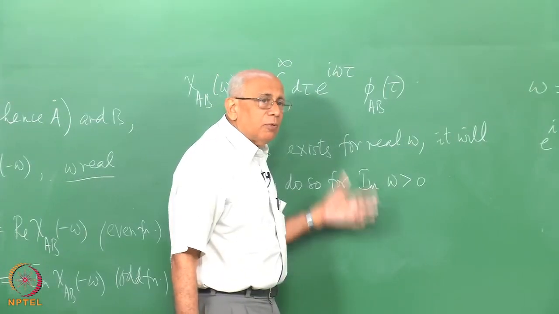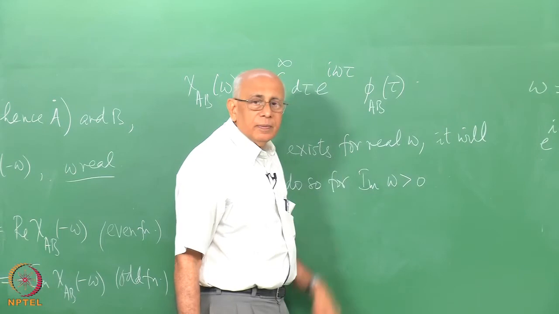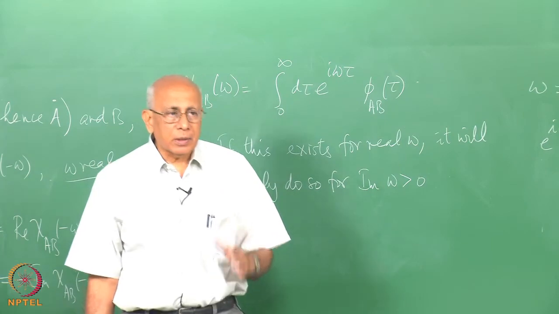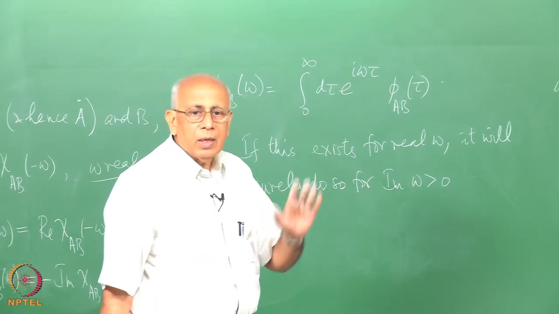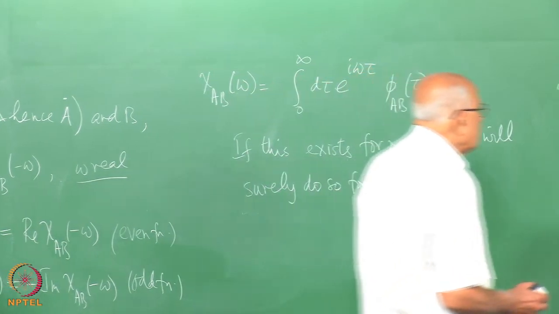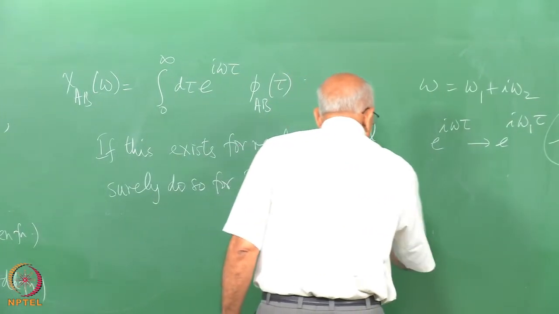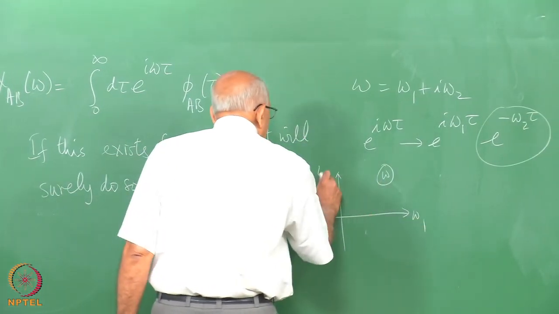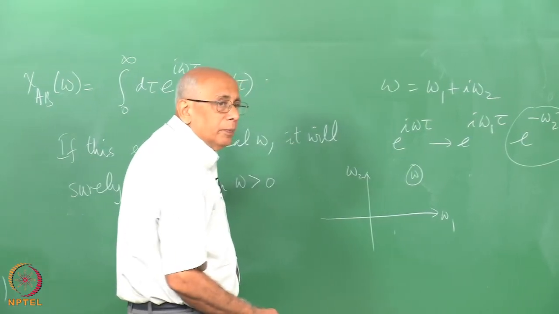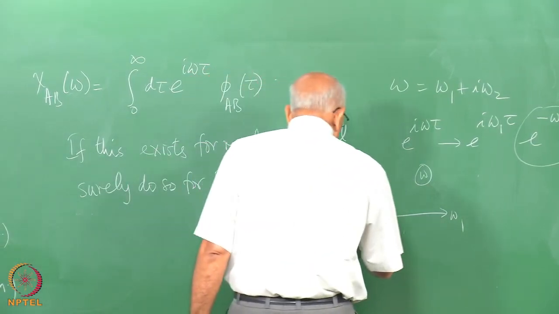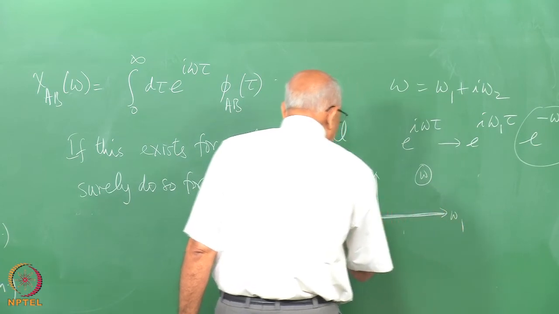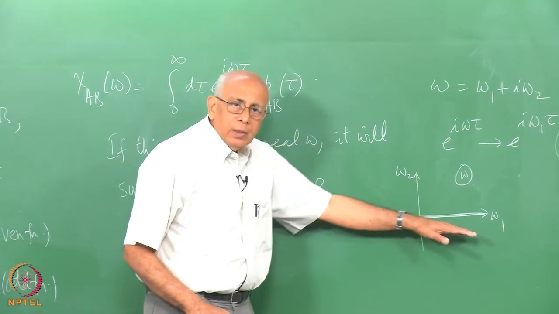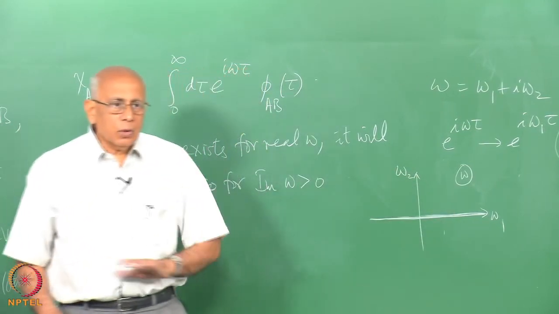So this means that the formula as it stands makes sense even for complex omega, as long as the imaginary part of omega is positive. In other words, as long as you move into the upper half plane. So what we have is a situation where in the complex omega plane, this is omega 1 and that is omega 2, the imaginary part. You have assumed this formula all along the real axis, and you have said by assumption that this formula defines for you a function of omega through this convergent integral for all real omega.